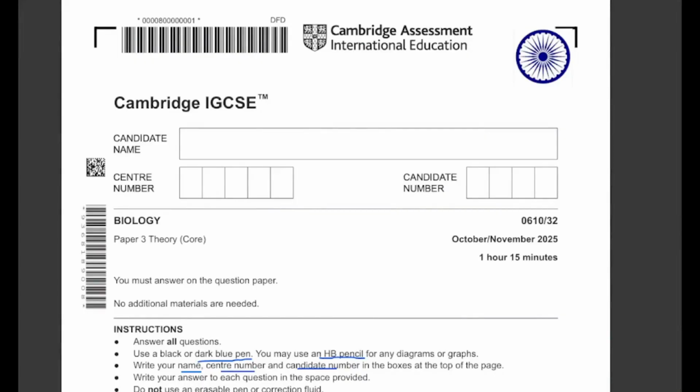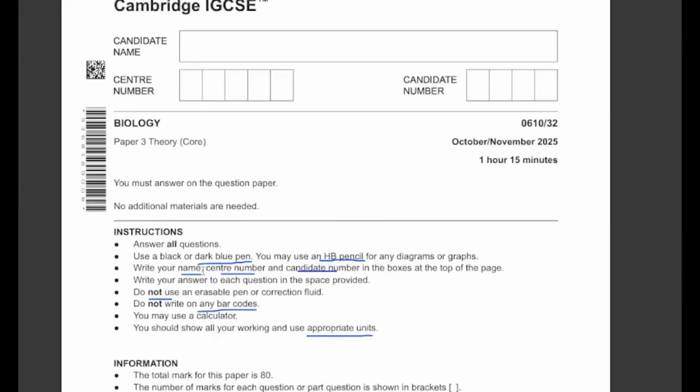As we know, we are heading towards the board examinations for the May-June series. So we are starting practicing the past papers from 2025. This is one of the latest papers, October-November 2025, and we are going to solve IGCSE Biology 0610 code 32 theory paper, for the core students. We have already finished 3 questions in our previous video, so we will continue from question number 4. So this is what we have.